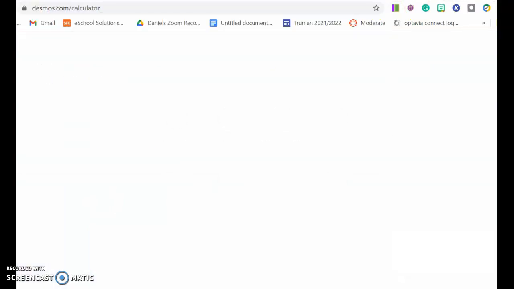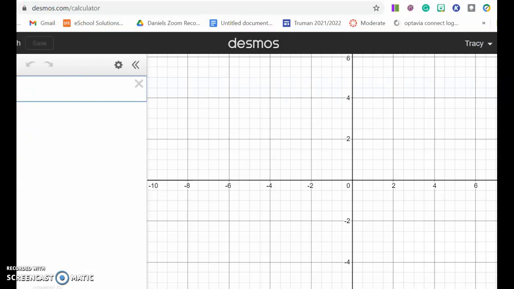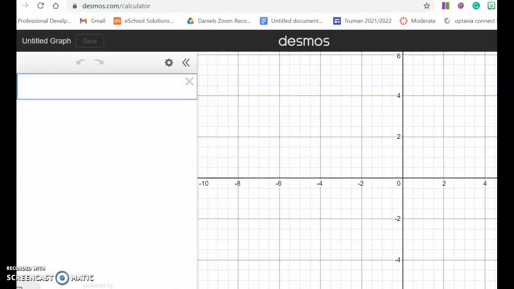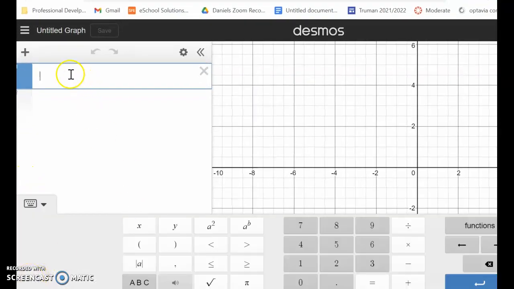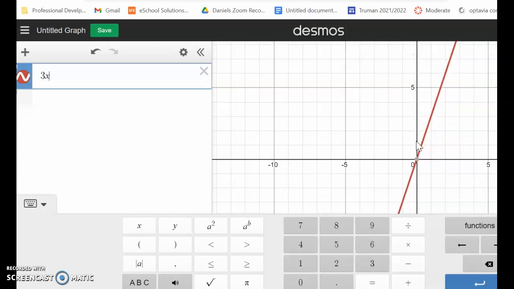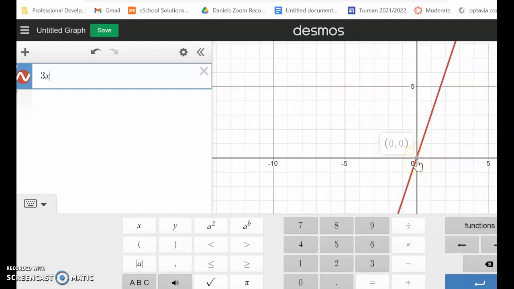So watch what happens here. I'm going to graph those two equations so you can see where the lines cross the y-axis. All right, so here's the deal. Here is the first one, y equals 3x. Oh, look at that line. See where it's crossing the y-axis? The origin. It's crossing at the origin.